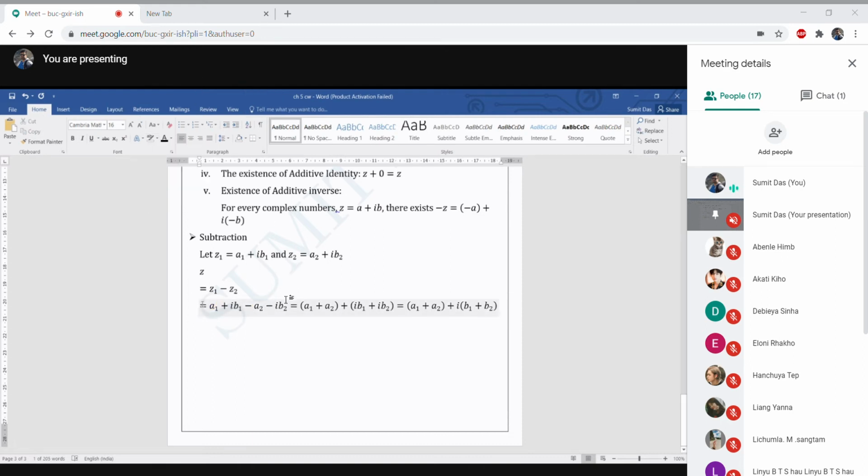So z1 equals a1 plus ib1 and z2 equals a2 plus ib2. It is minus, so as I told, here also it will be real versus real. So a1 minus a2, then plus i common, it will be b1 minus b2. So here subtraction is the same thing: real part minus real part and imaginary part minus imaginary part. This is our subtraction. There are no such special properties for subtraction.